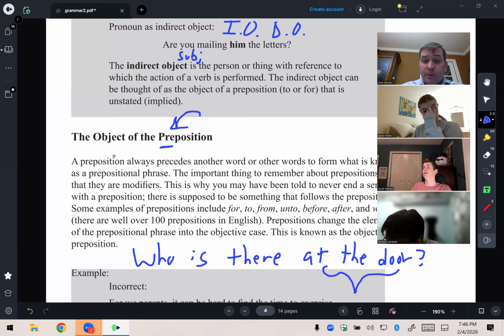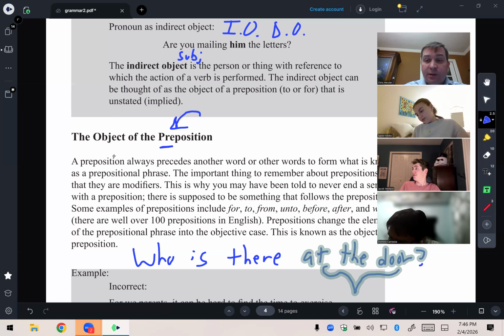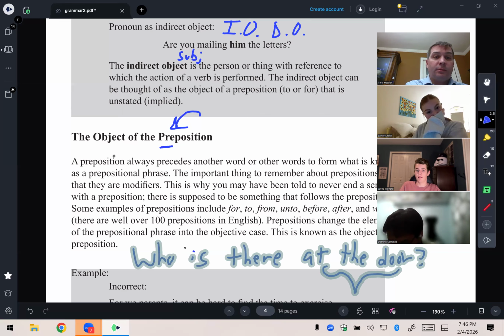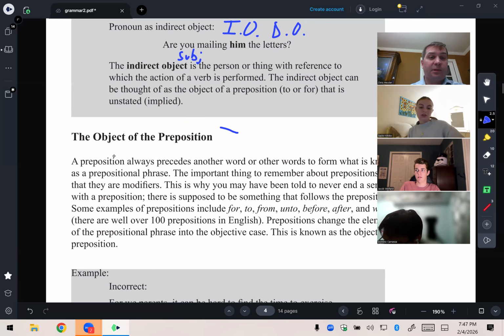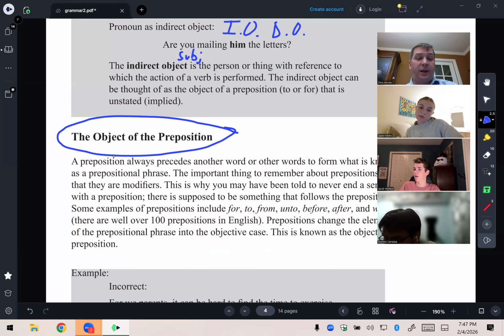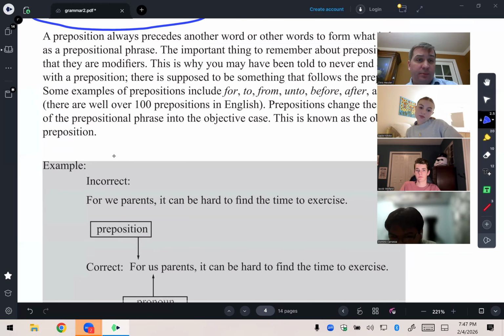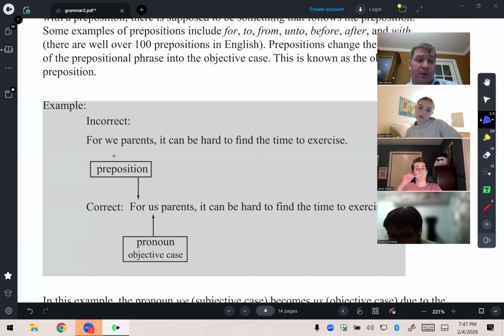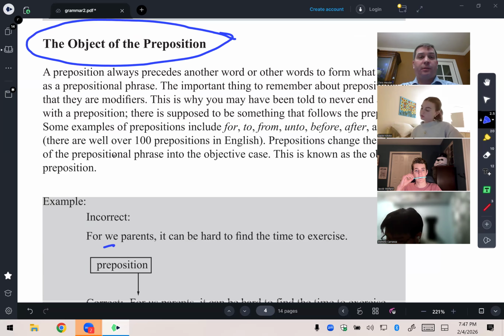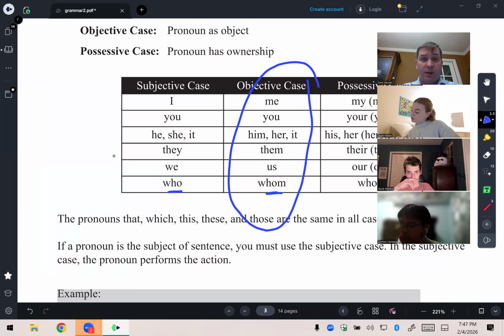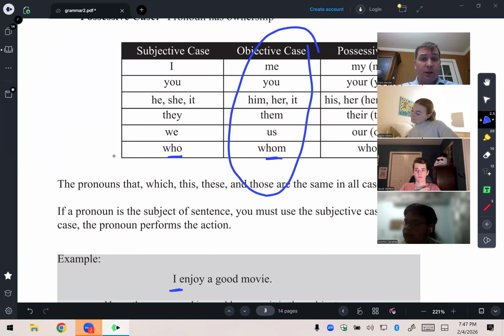That's the first thing. The only other thing you need to remember about prepositions is this, the object of the preposition. There's only two things that we need to know. So what happens is everything in your prepositional phrase moves from the subjective form to the objective form. So we becomes us, I becomes me. All of those changes happen. Everything in your prepositional phrase will be in the objective case. Who becomes whom, all of those changes happen. They just call it the object of the preposition.